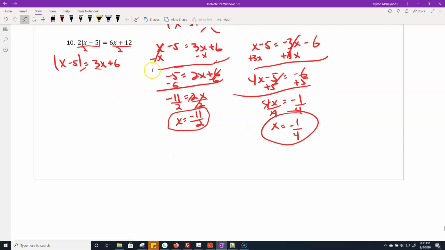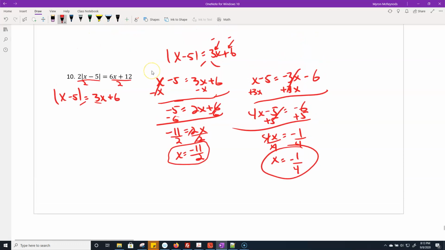Now I'm going to need to check both of these, and I'm going to use this equation that I came up with to check them, the equation where I have the bars isolated, where I divided the 2 over, because it's better to check with that equation. It's easier and quicker to figure out if it's negative or positive on this right side to see if you can even have a solution.